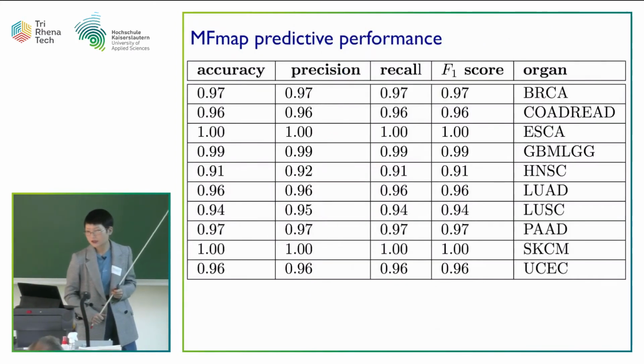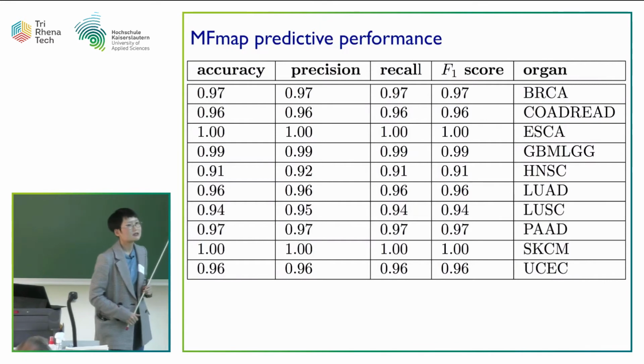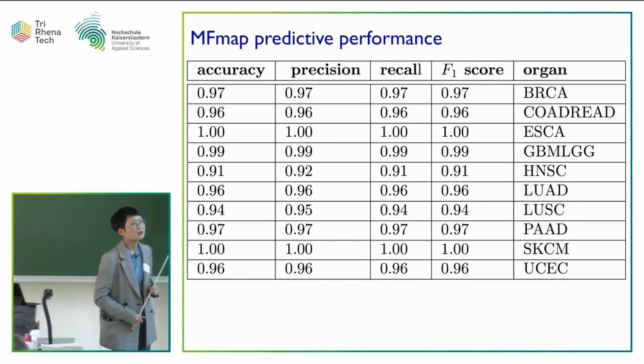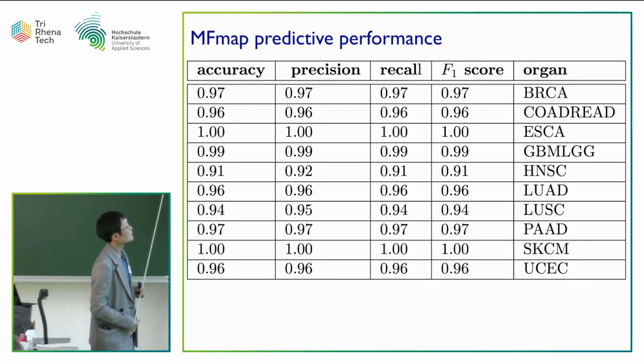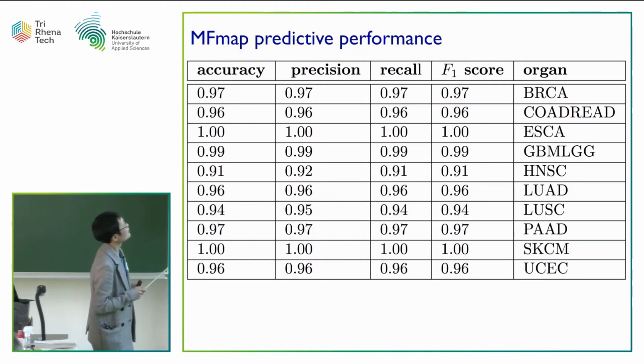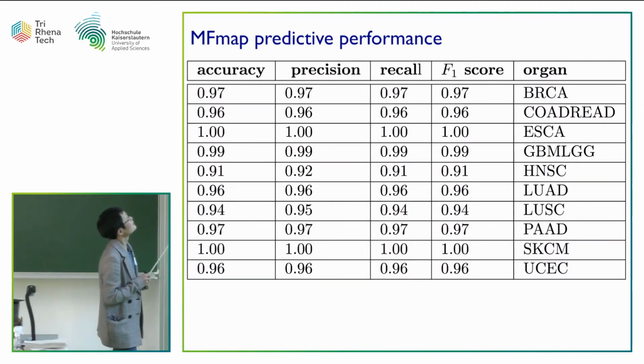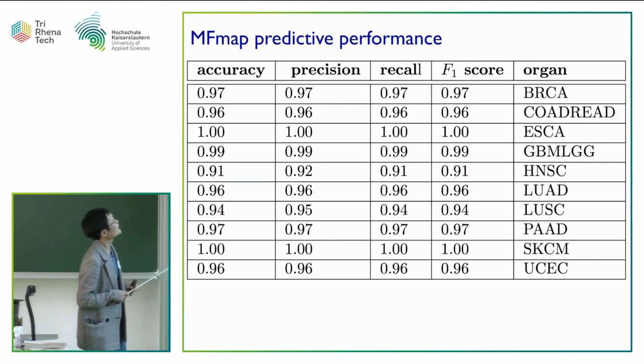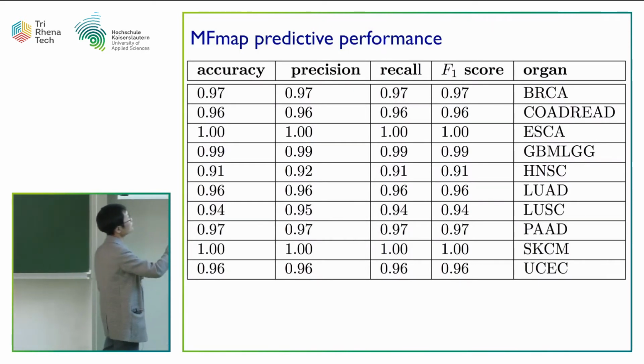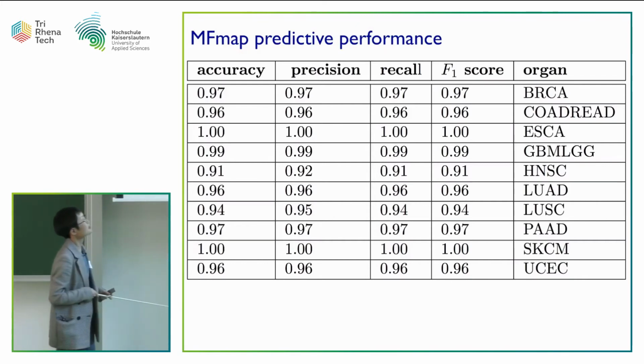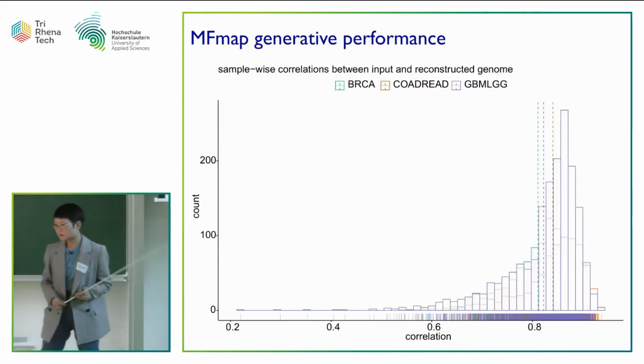In more detail, we tested this in 10 cancer types using unseen data, 20% of the data held out during training, and we used the general predictive classification performance metrics, including the overall accuracy, weighted precision, weighted recall, and weighted F1 score. You can see the F1 score for all the 10 cancer types we studied is over 90%.